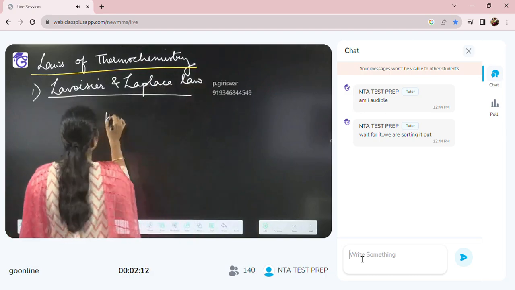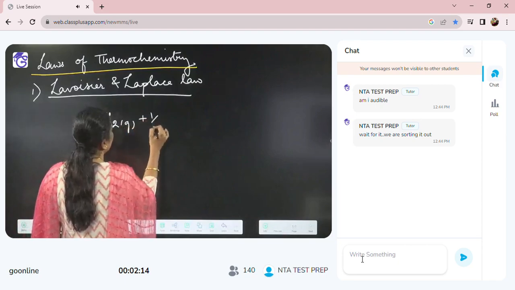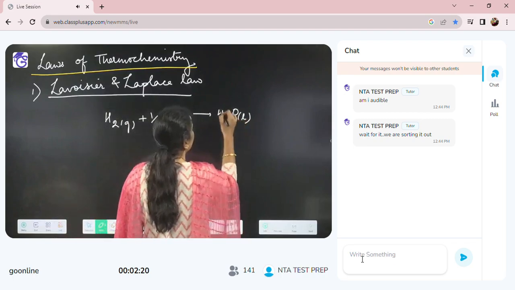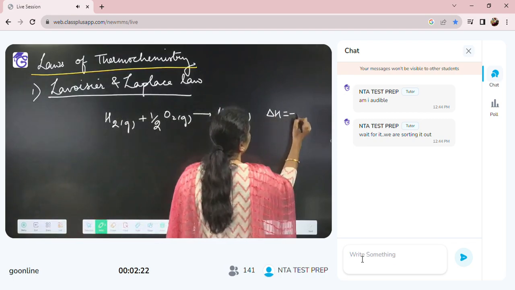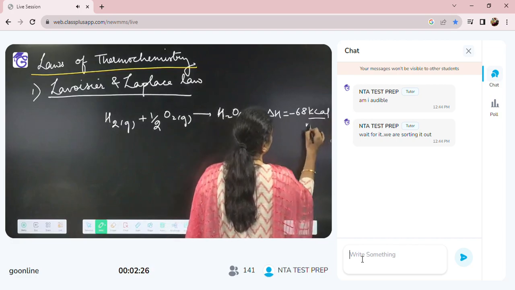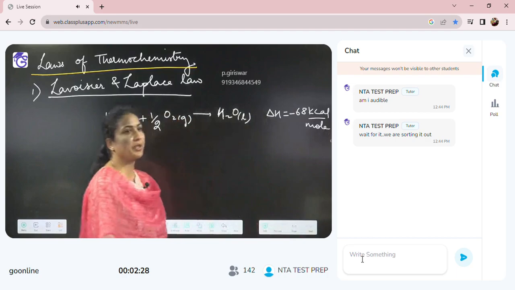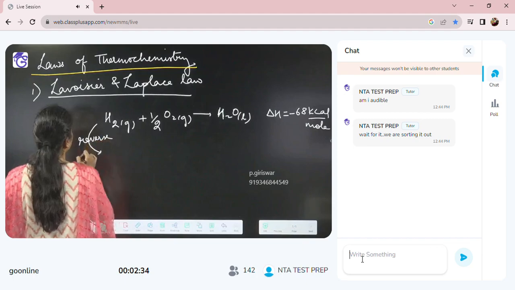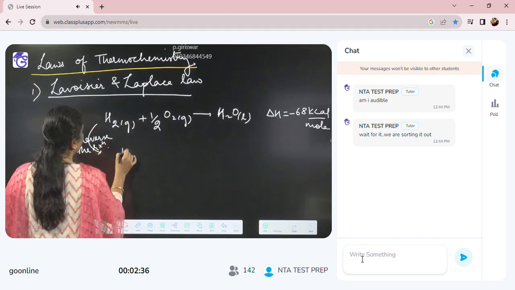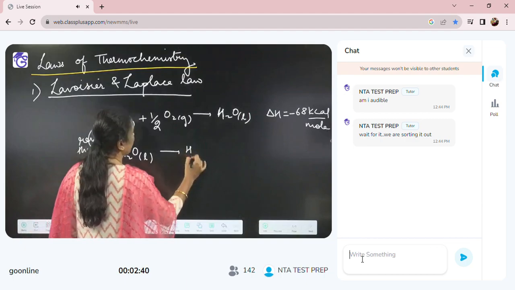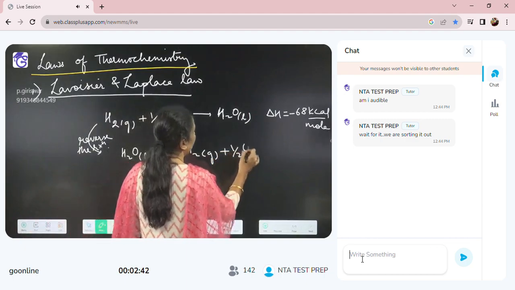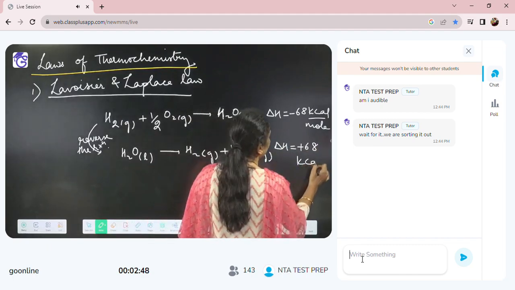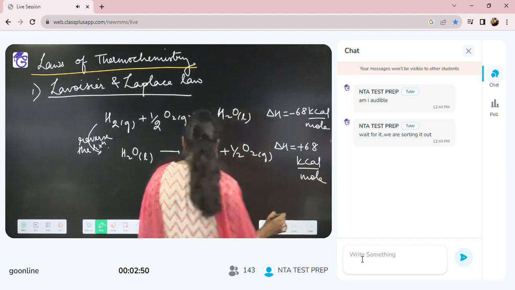So this law is very simple. What it says, suppose I am writing an equation here, H2 plus half of O2 gas giving you H2O liquid, and I'll be writing here delta H is equal to minus 68 kilocalorie per mole, suppose, right? This is a thermochemical equation which I have written, okay? Now suppose if I reverse the reaction here. So reversing the reaction, it will seem as if H2O liquid is getting converted into H2 gas plus half of O2 gas. So in that case, delta H will become plus 68 kilocalorie per mole, right?